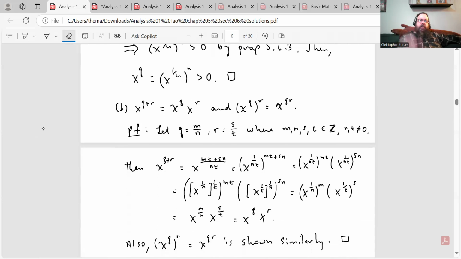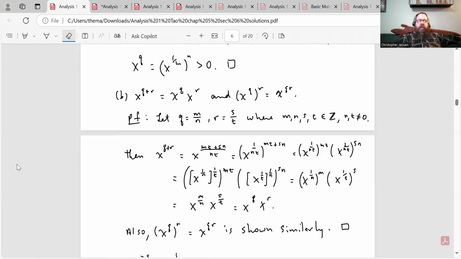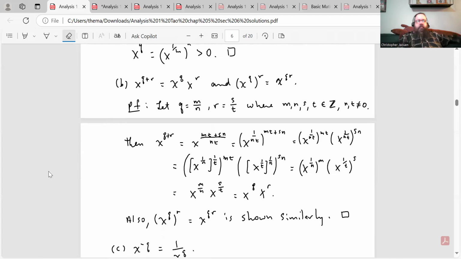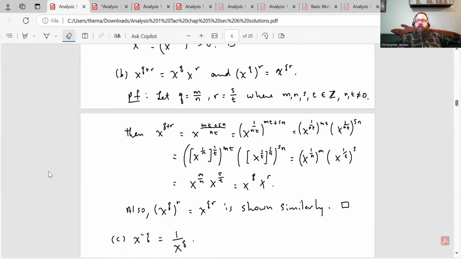Part B, they want us to show these two properties of exponents where now q and r are rational. I didn't prove the second part because it's very similar to the first part, but I did prove the first part explicitly. If you want to prove the second part, it's very similar to the proof that I have here, but I skipped it just because I didn't feel like writing it out.